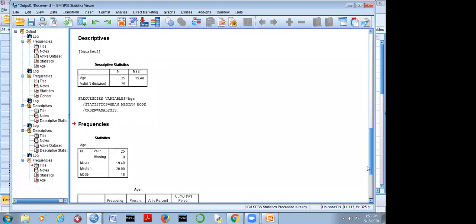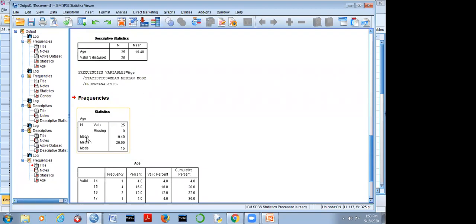देखो, ये निकल आ गया. मीन था 19.40, मीडियन 20 है. इसका मतलब जो एज ग्रुप है, अगर ये 15 से शुरू हुआ है और 25 तक है, तो बीच की जो मिड वैल्यू है, वो 20 है, मतलब इस ग्रुप का मीडियन 20 होगा. ठीक है, और मोड इज 15.